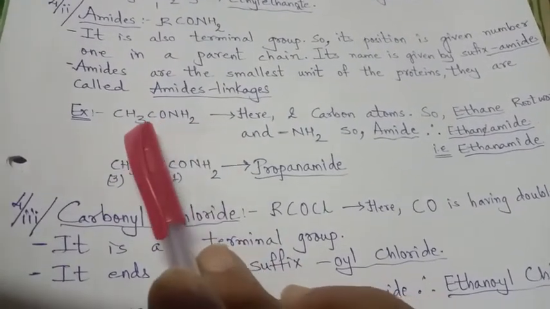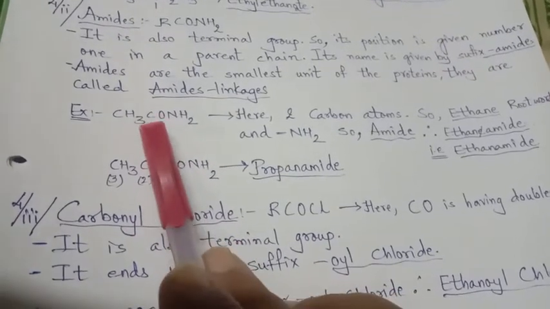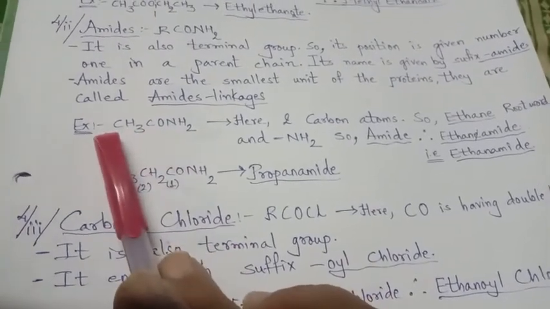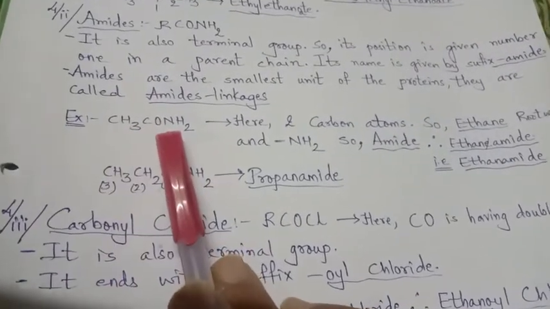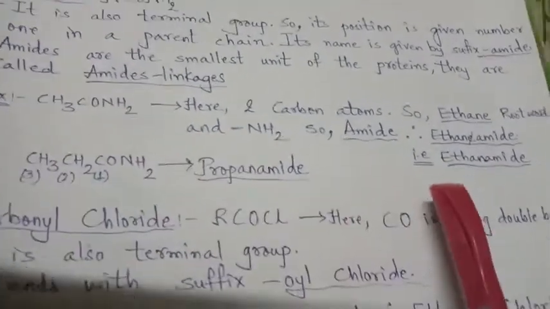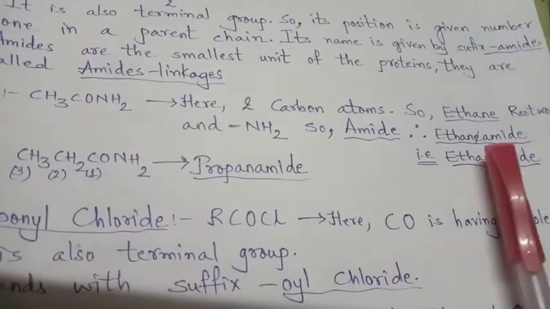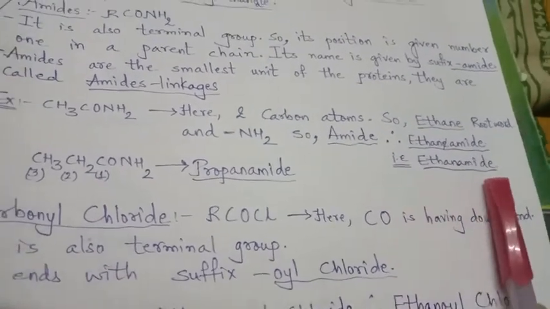So here, how many carbons? 1 and 2, right? This is the first carbon, this is the second carbon. If we consider the root word, it is ethane, right? And NH2 is the attached group, so it is amide. So it will be ethane amide. E and A are both vowels, so E will be skipped and the name is ethanamide.